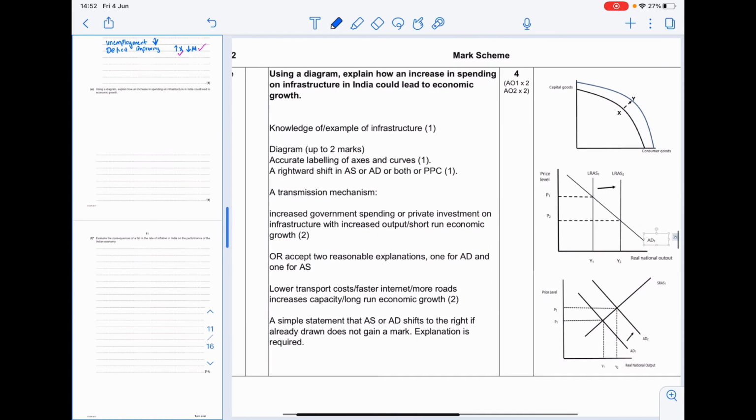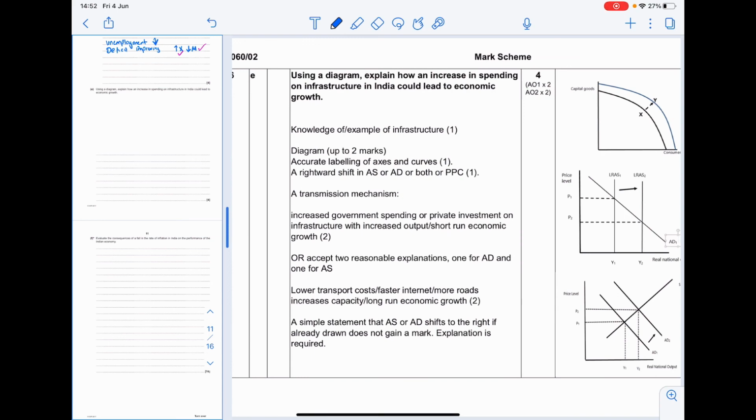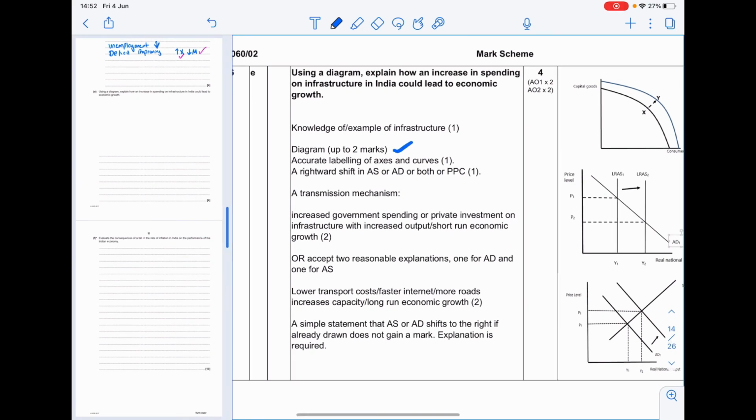So if we look at the marks here, you've got 2 marks for a diagram. Over here, 2 marks for a diagram, and you've got a mark for knowledge of infrastructure. So for your diagram, you need to label your axes correctly for the first mark, and then you need to shift one of your curves for the second mark. And then you need to do some explanation.